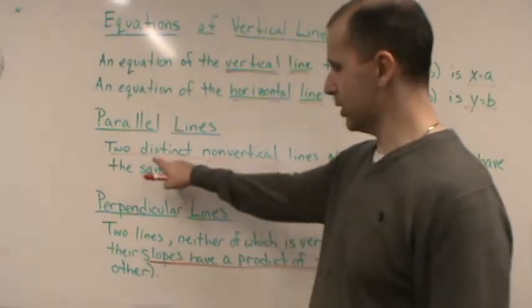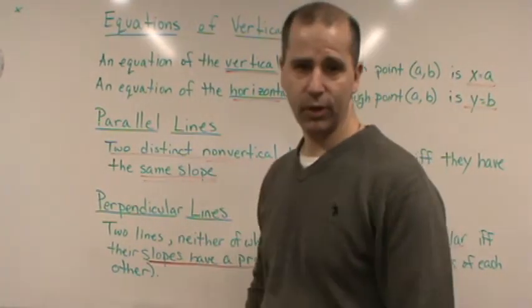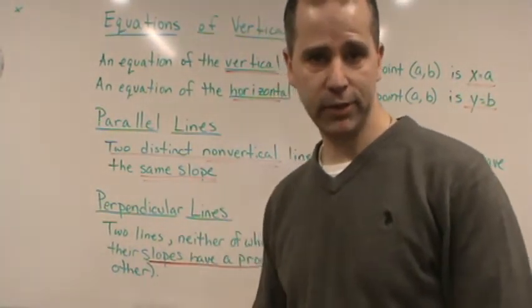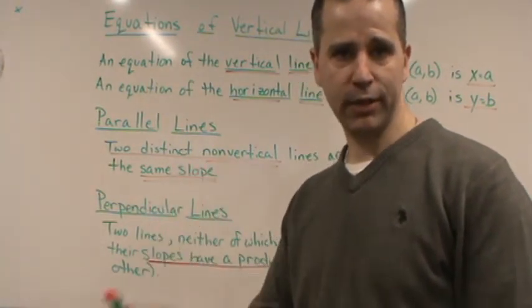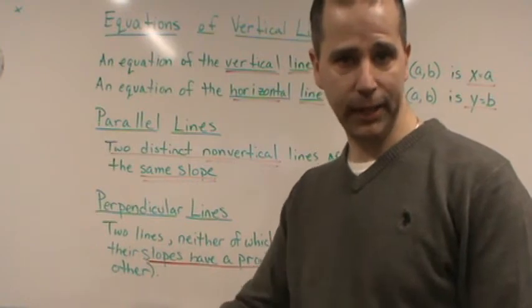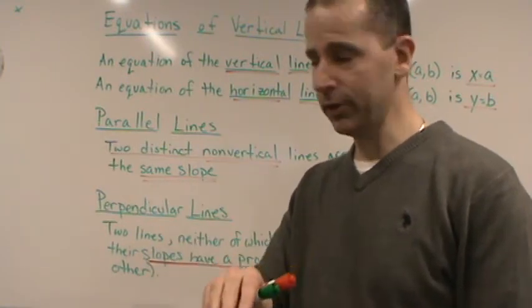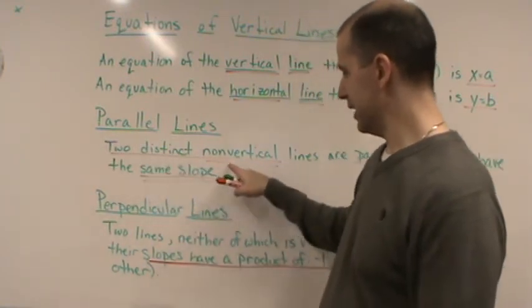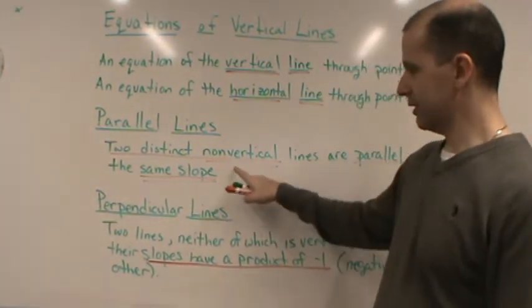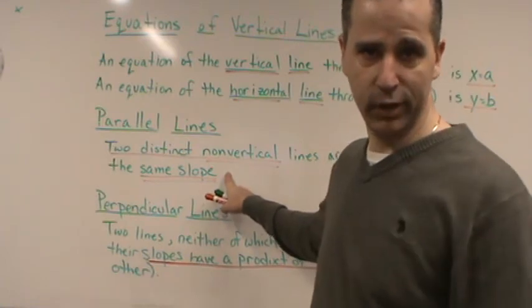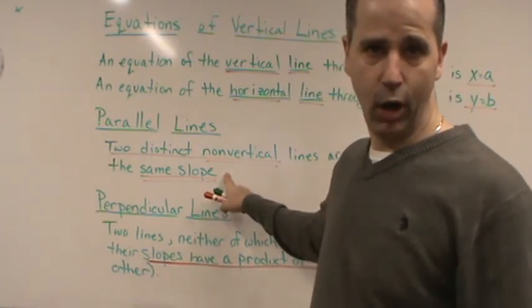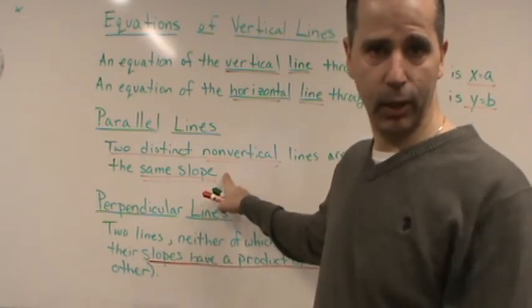When we say distinct, that means they're going to have different y-intercepts, because if they have the same intercept and the same slope, then they're essentially the same line, just one line right on top of another. Why non-vertical? Because if they're vertical lines, then they're automatically parallel to each other. All vertical lines are parallel.